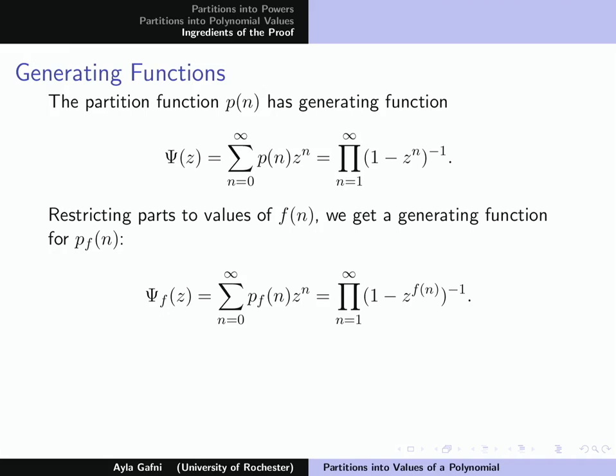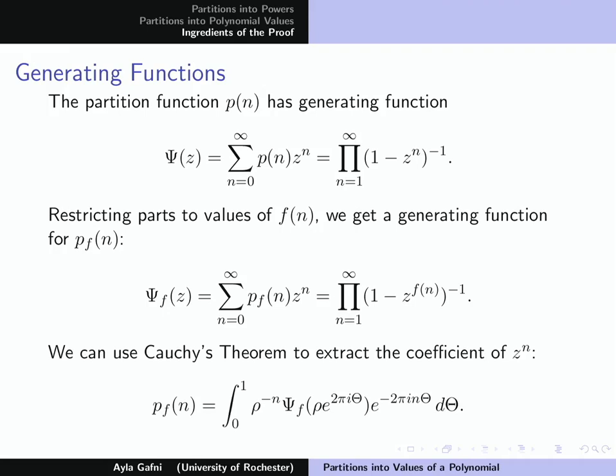And now that we have a generating function, we can use Cauchy's theorem to extract the nth coefficient. And so we see that pf of n is given by this integral, which is Cauchy's theorem just written in polar coordinates.